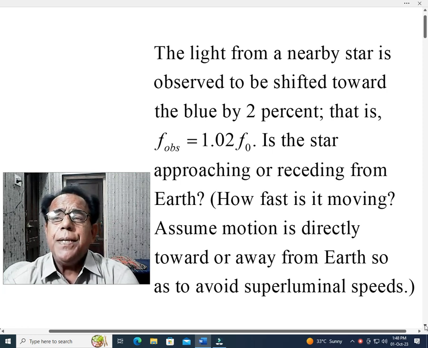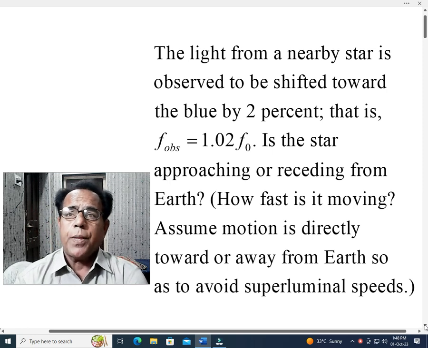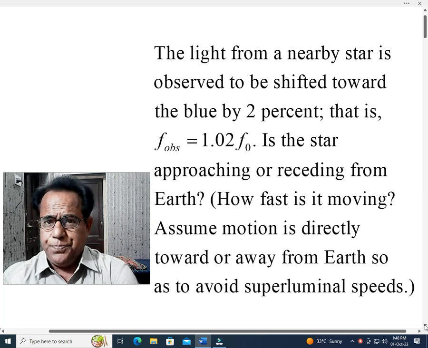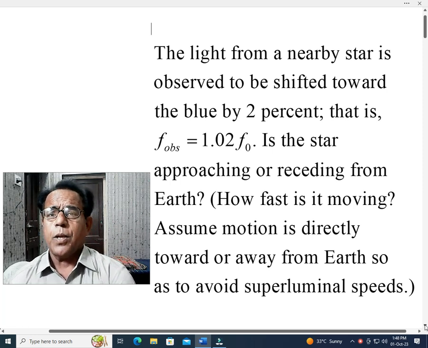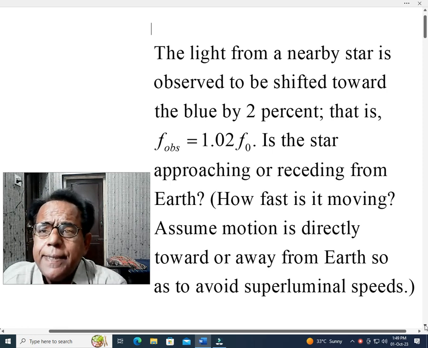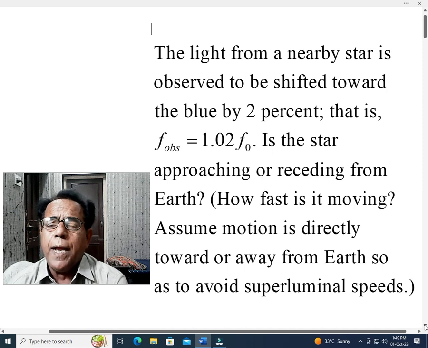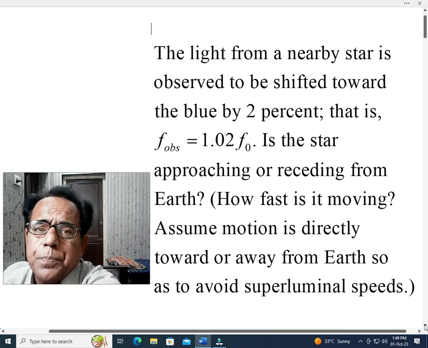The light from a nearby star is observed to be shifted toward the blue by 2%. That is, f observer is equal to 1.02 f naught. Is the star approaching or receding from Earth? How fast is it moving? Assume motion is directly toward or away from Earth so as to avoid superluminal speeds.